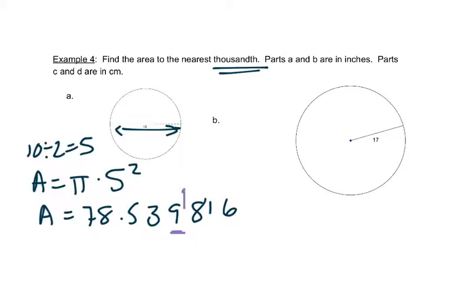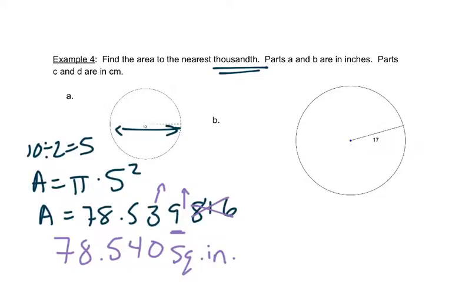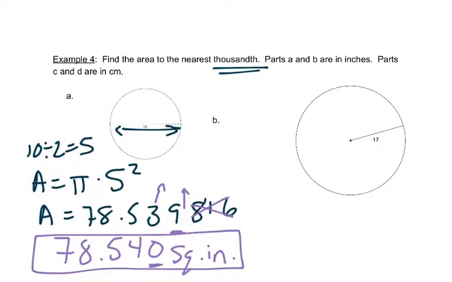Nearest thousandth is right here. So this 8 tells us to go up. When 9 goes up to a 10, it changes the number next to it also. So we have 78.540. Area is in square units, so this is in square inches. And that 0 on the end is important because we have to have a number in the thousandth spot to show how we rounded.